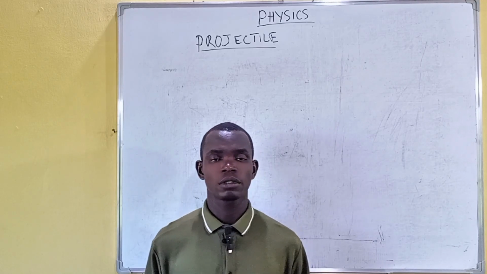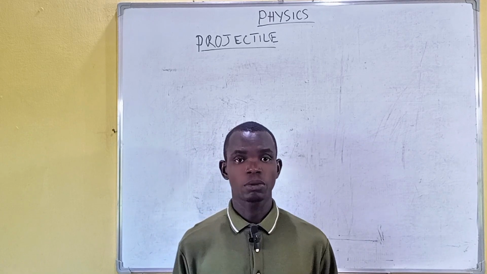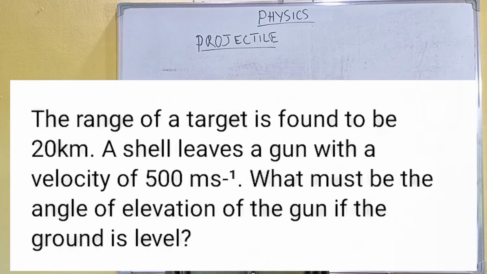Let's look at this physics question on projectile. The range of a target is found to be 20 km. A shell leaves a gun with a velocity of 500 meters per second. What must be the angles of elevation of the gun if the ground is level?